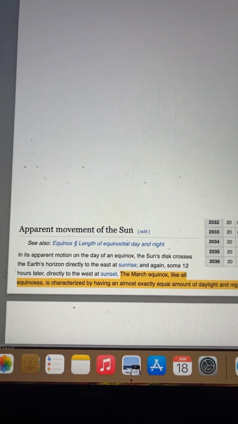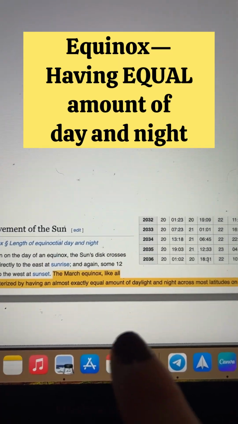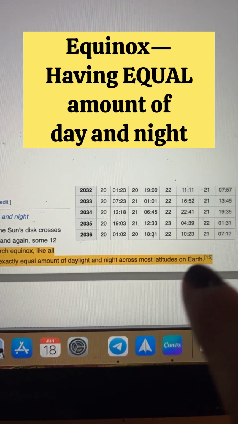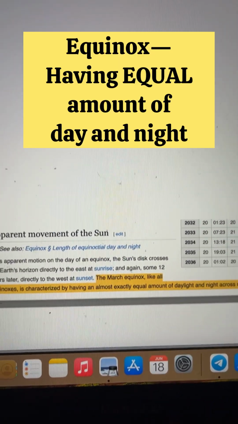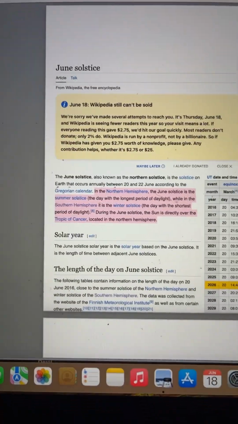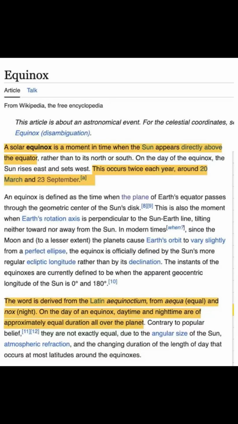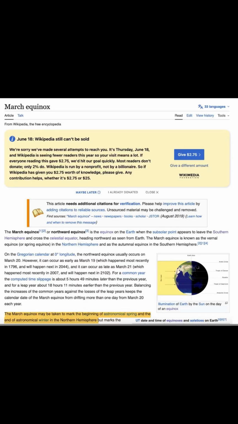Okay, so if we understand that the equinoxes are characterized by having almost equal amounts of daylight and night across most of the latitudes of Earth, right? So that's why it's called an equinox. It's an equal amount of daylight, right? And just to reiterate, the autumn and the spring equinoxes mark when the night and day are most equal that we get.